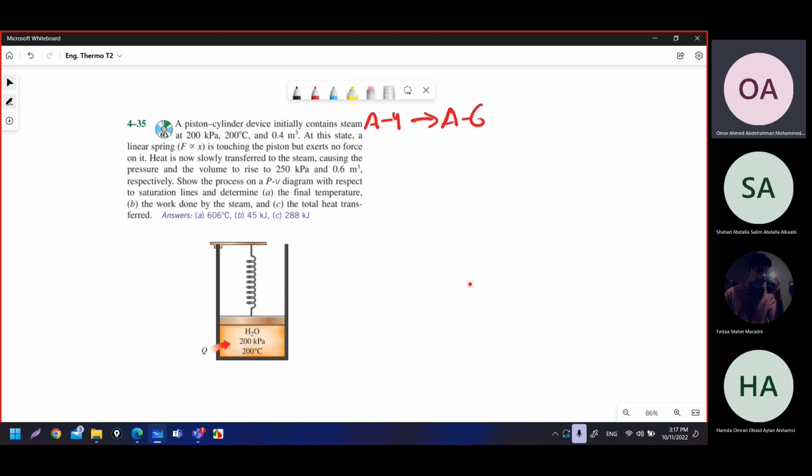Okay. At pressure P equal to 200 kilopascal and temperature 200 degrees Celsius, with a volume V equal to 0.4 meter cubed initially. So let's say it is P1, T1, V1.